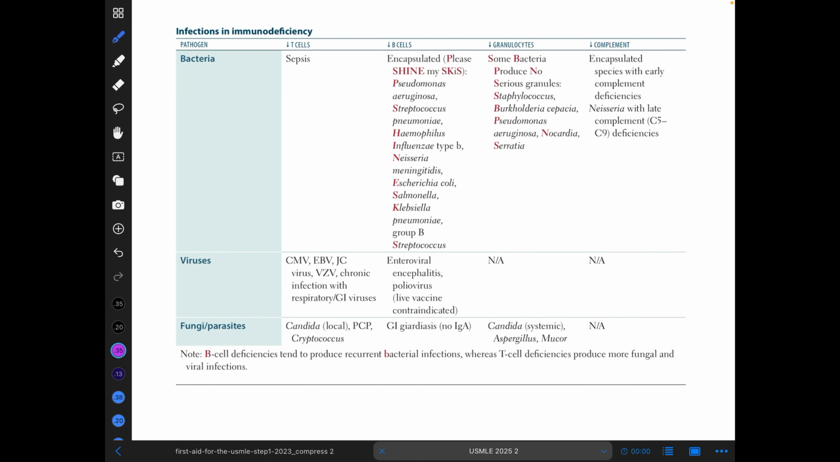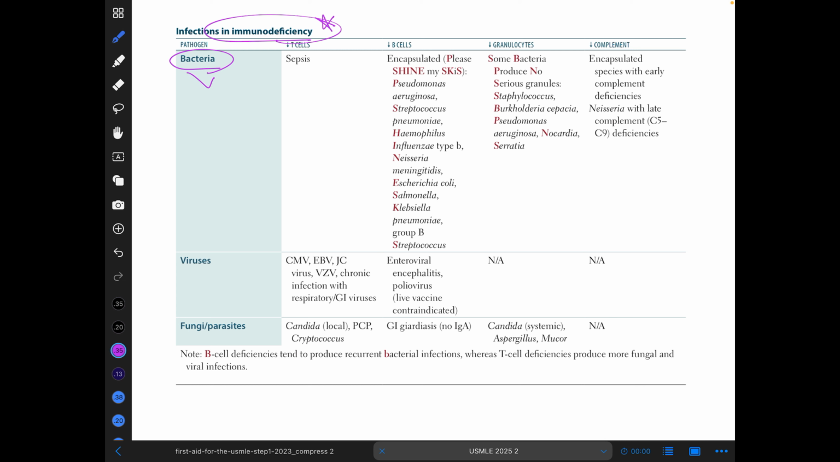We are going to start infections in immunodeficiency. In the immunodeficiency state, the patient or human being is at high risk and prone to all infections, whether bacterial, fungal, or viral. So first we have to start from the pathogens.